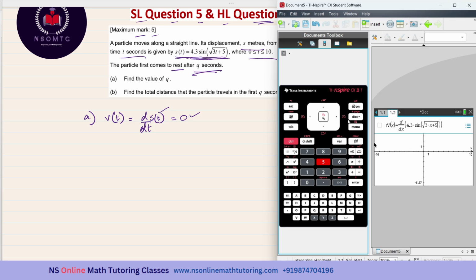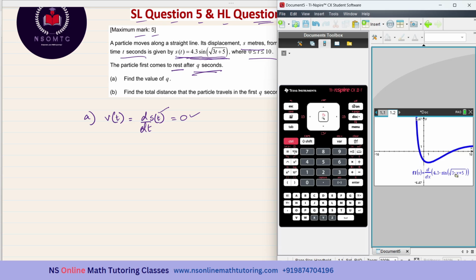Okay. So I come out of this and I press enter. So you see we have got the graph. This is the velocity graph. Okay. And we need the value of x, that is the value of t, when the velocity is equal to 0. So I have to get the 0 value. And we are having 2 zeros and I don't want the negative 0 value because time cannot be negative.